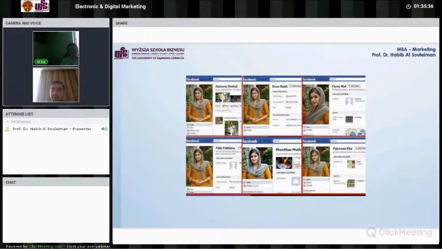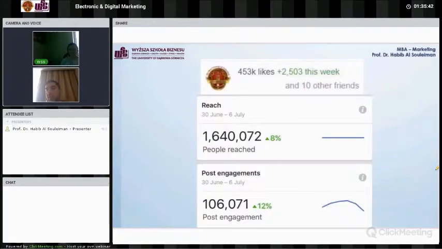Try to advertise on Facebook. You can advertise on Facebook to attract customers. This is very easily done and very cheap, not so expensive. And then you can have real customers.